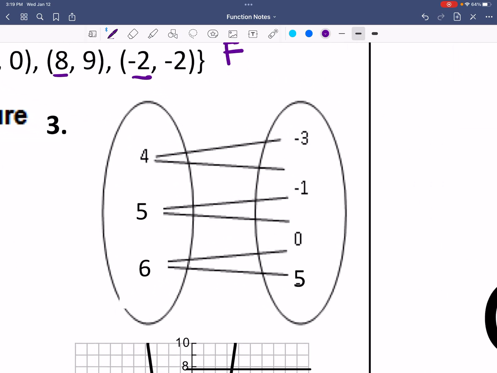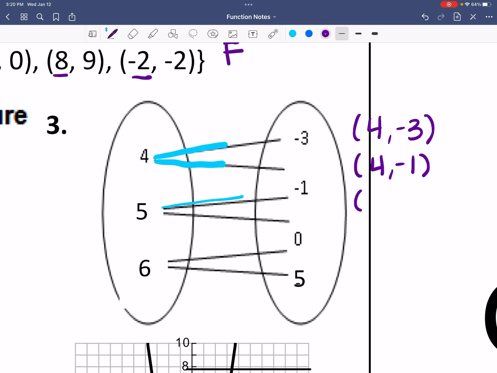This is a mapping. Here I see that I have 2 lines coming from one x value. So that lets me know that I have 4 being paired with -3, and I also have 4 being paired with -1. Then I have 5 being paired with -1. I also have 5 being paired with 0.